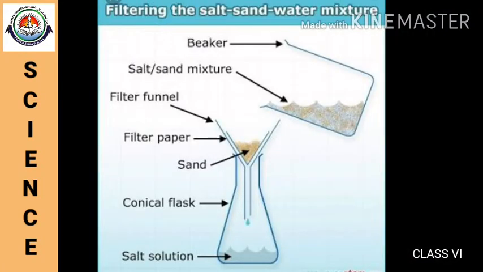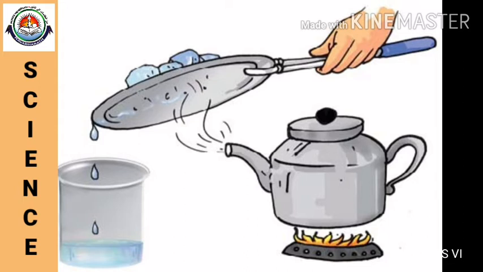To separate the mixture of sand and salt in water, we need to leave the beaker containing the mixture for some time and the sand settles down at the bottom, so we can separate the sand by decantation or filtration. And for obtaining pure water from the mixture of salt, heat the mixture of salt and water. When the water starts boiling, we can collect it through condensation like in the picture. So the salt will remain behind in the kettle.